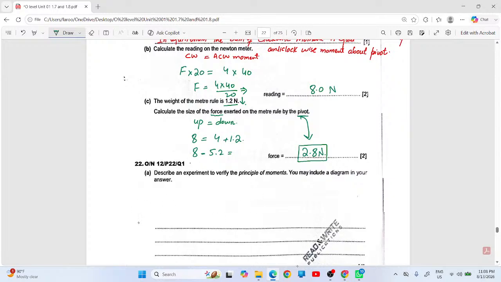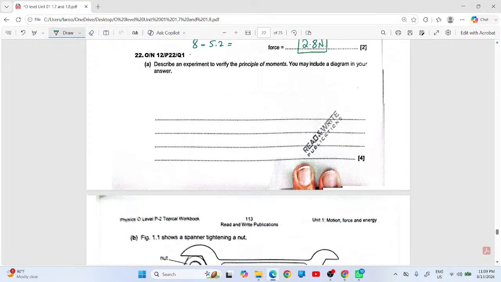Any confusion up to here? No sir. Next is describe an experiment.